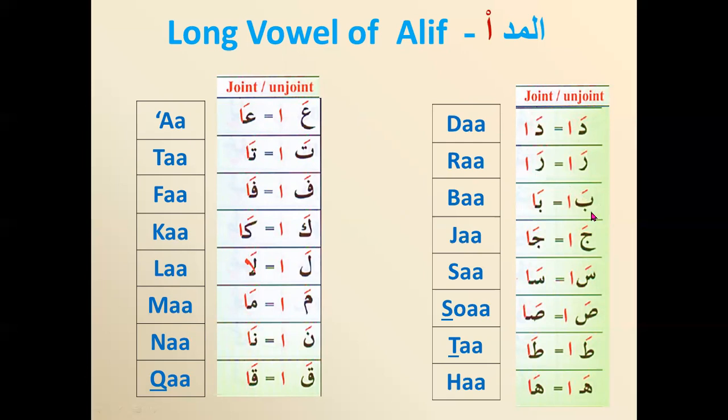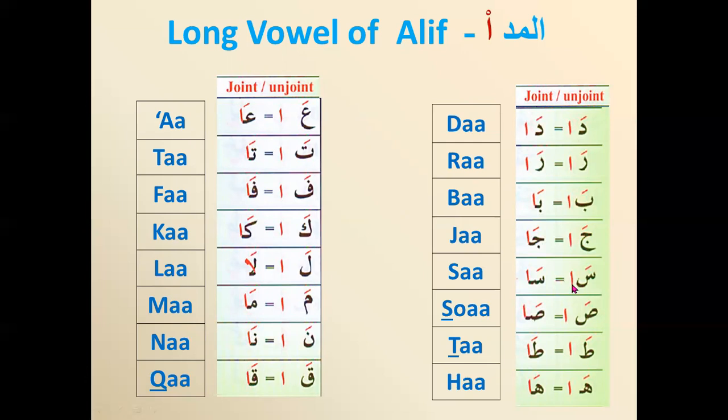Now what about the ba? Ba, fatha, alif, sukun. How do you read this one? Ba, two counts. So you see, the ba here, if you're going to connect with another letter, it becomes like halfway. And as you can see, the alif is being connected to ba. Next is the jim, fatha, alif, sukun. Ja. How do you read this one? Ja.